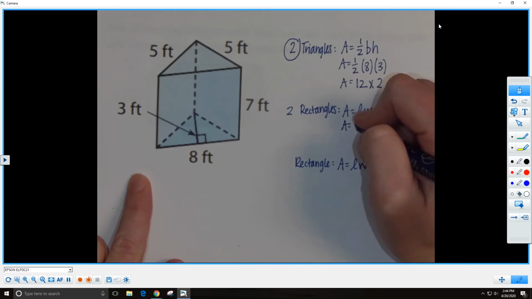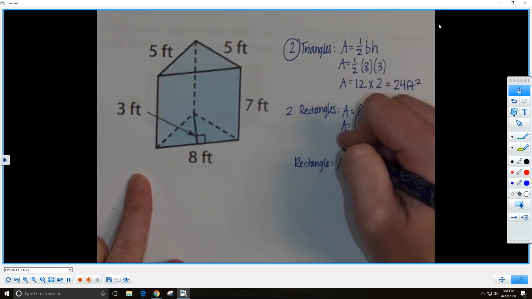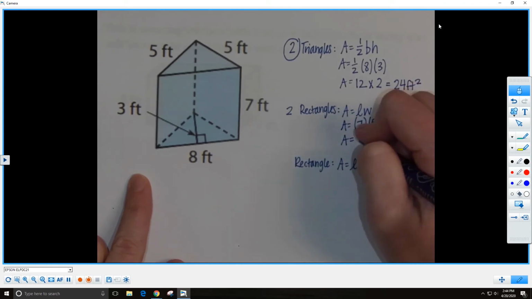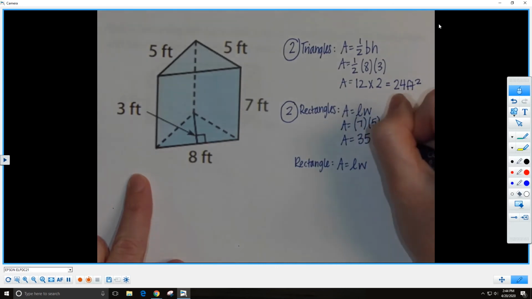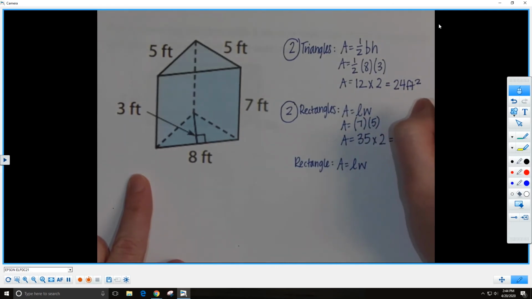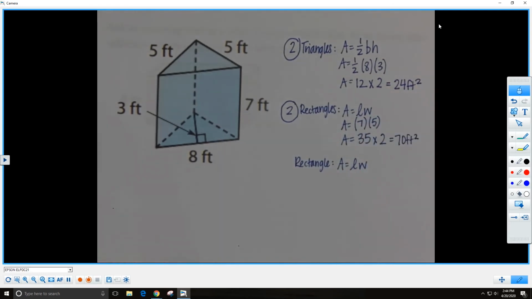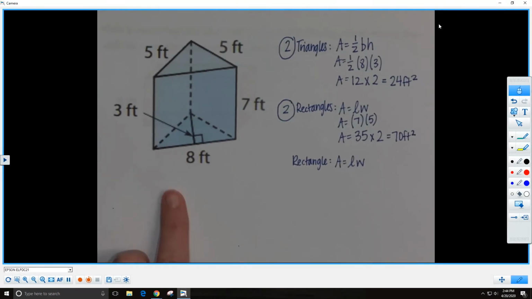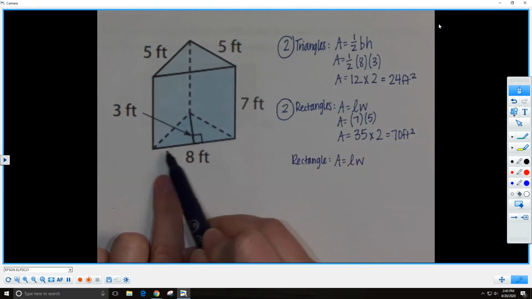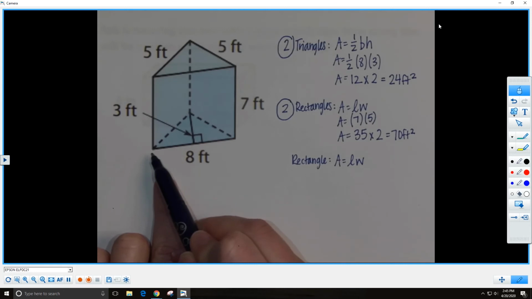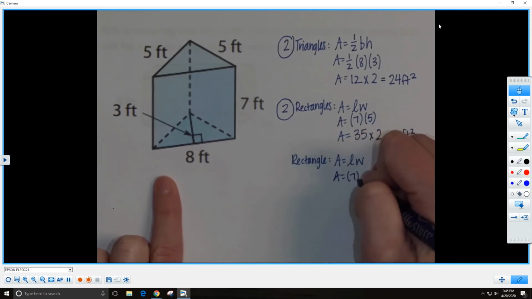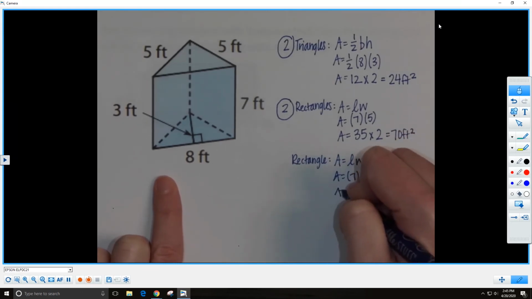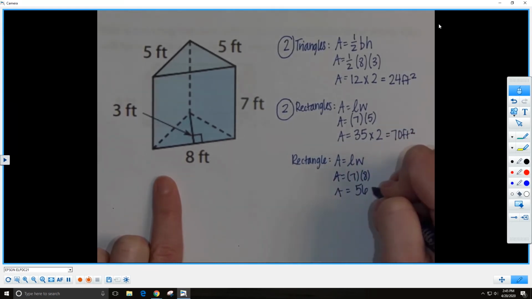Okay, so now we need the area of these two identical rectangles. And again, that's length times width, the length being 7 and the width being 5. And so when I multiply 7 times 5, I get 35. But again, there are two identical rectangles. So I'm going to multiply that times 2 to get 70 square feet. And then we have one last rectangle that is a 7 by 8 rectangle. So I'm going to multiply here a length of 7 times a width of 8 to get 56 square feet.